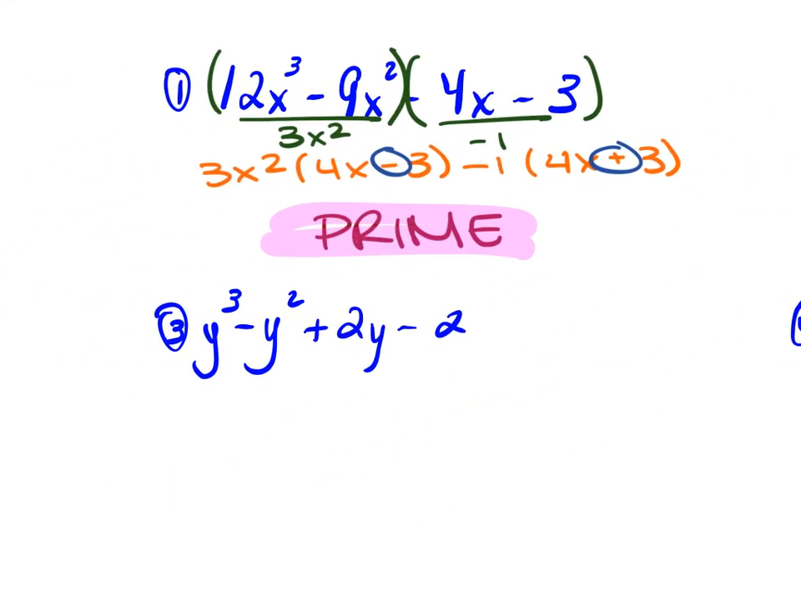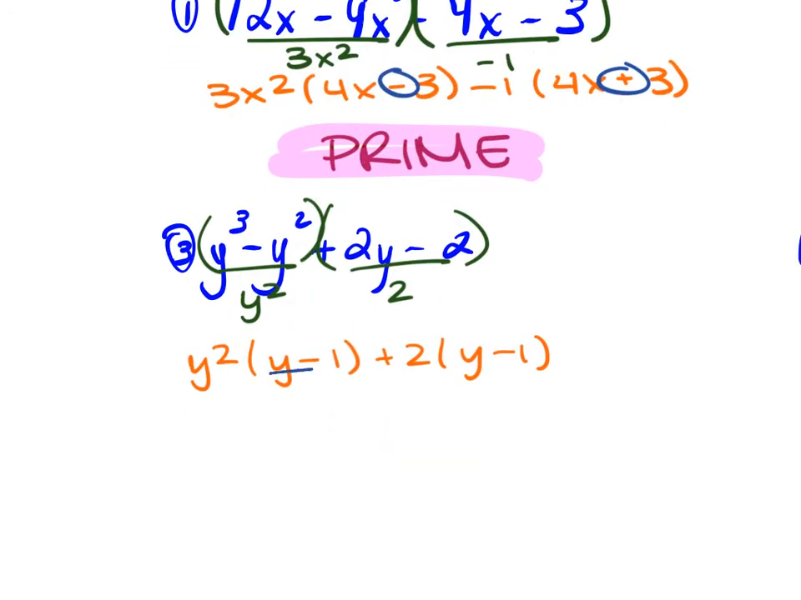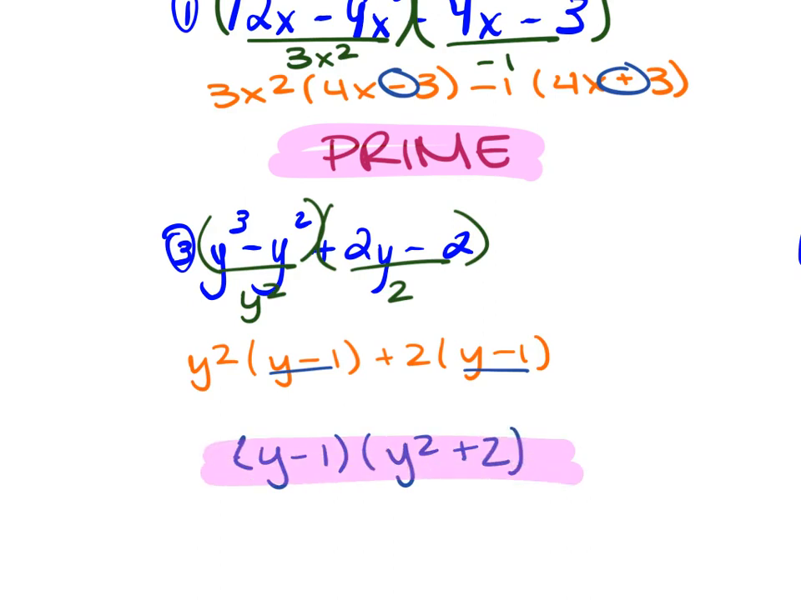For 3, we have y cubed minus y squared plus 2y minus 2. We factor out a y squared from the first, factor out a 2 from the second. This is going to leave us with y squared times y minus 1 plus 2 times y minus 1. Your two parentheses are the same, so write down one of them and then make another with the y squared plus 2. So we have y minus 1 times y squared plus 2.